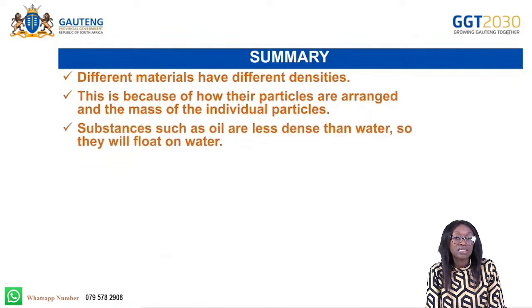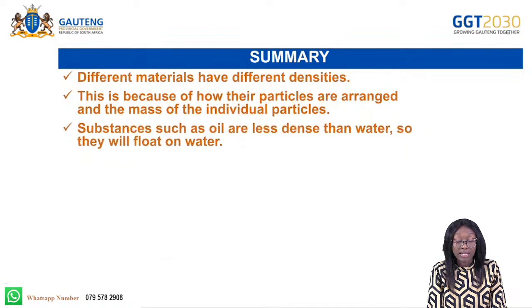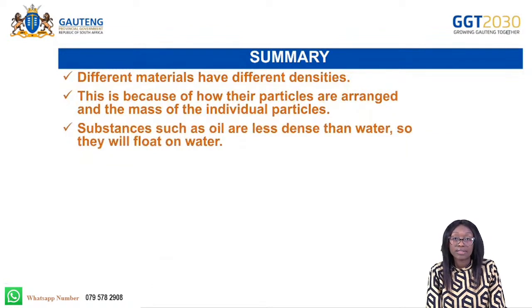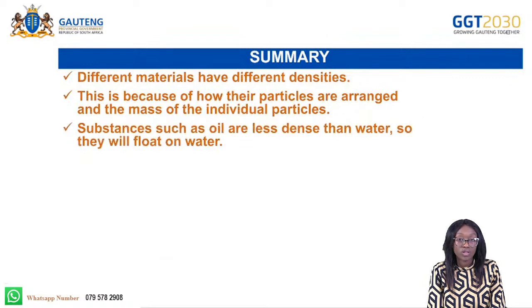And substances like oil are less dense than water. Why? This is because of what we've just talked about: the way the particles are arranged and the spaces that exist between those individual particles. So oil will float on water. Even if you pour oil into a container with water and you shake it for a minute, the oil will still come up above the water and float on the water.